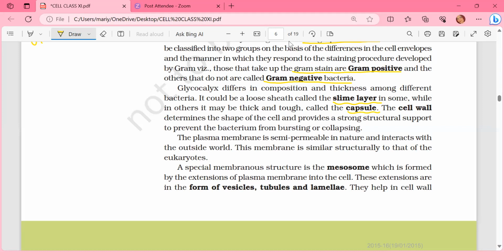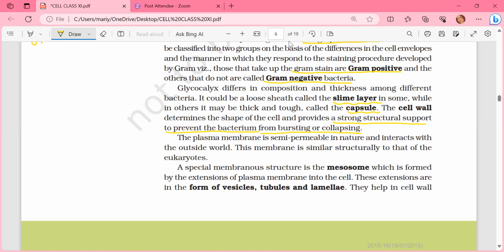The cell wall determines the shape of the cell. First of all, what is the function of the cell wall, which is the second layer of the cell envelope? The cell wall determines the shape of the cell, and it provides strong structural support to prevent the bacterium from bursting or collapsing. It provides a definite shape to the cell, and it protects the bacteria from bursting or from shrinking or collapsing.